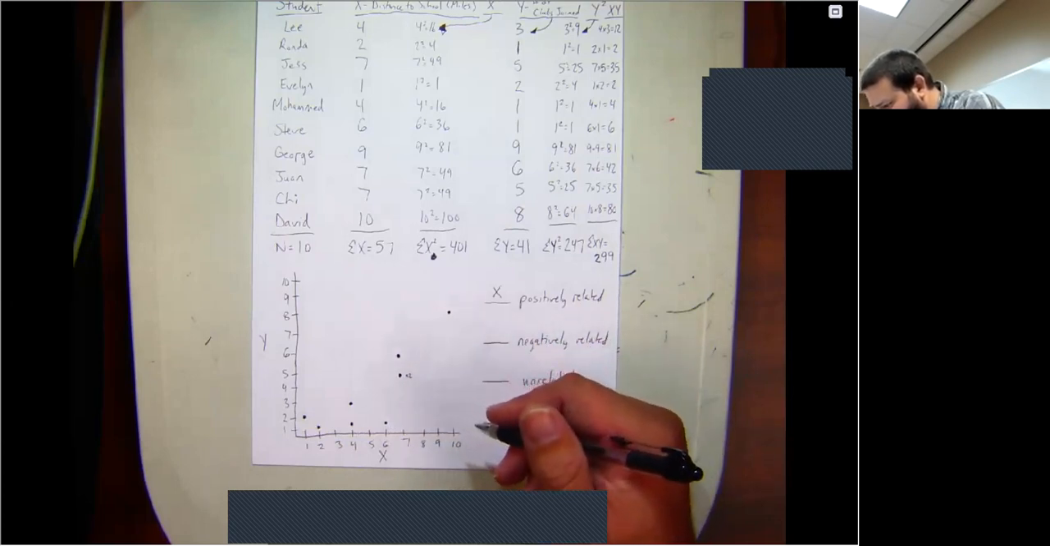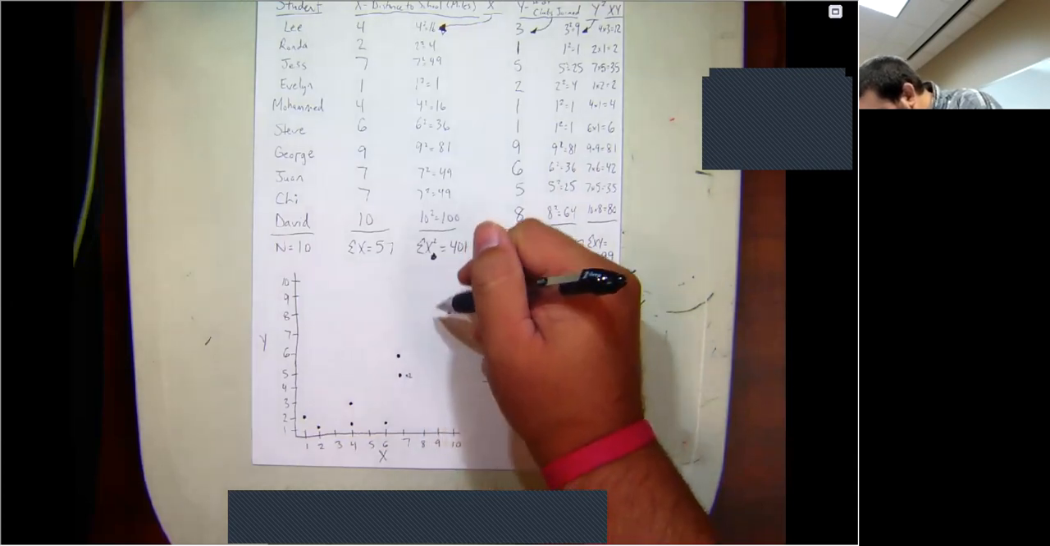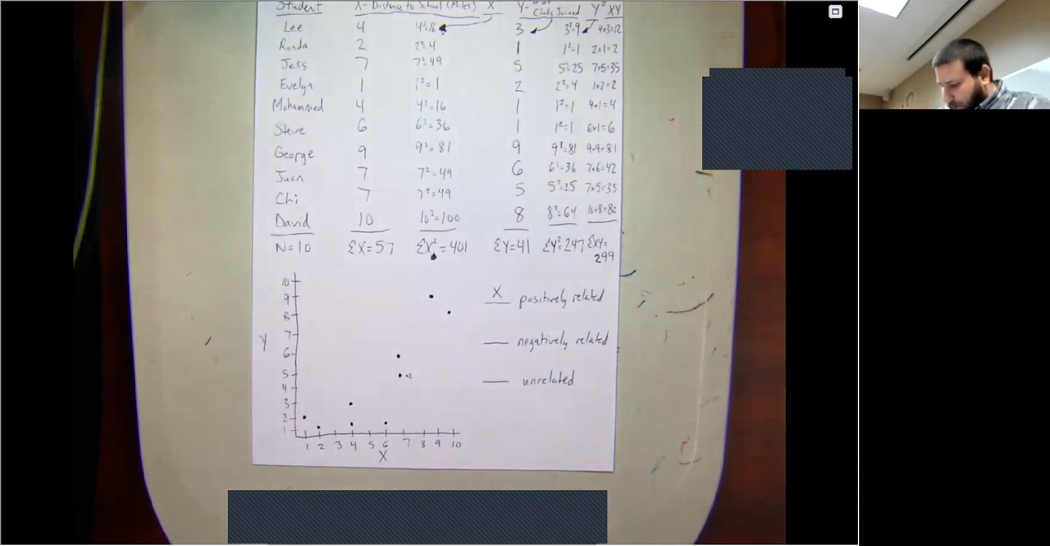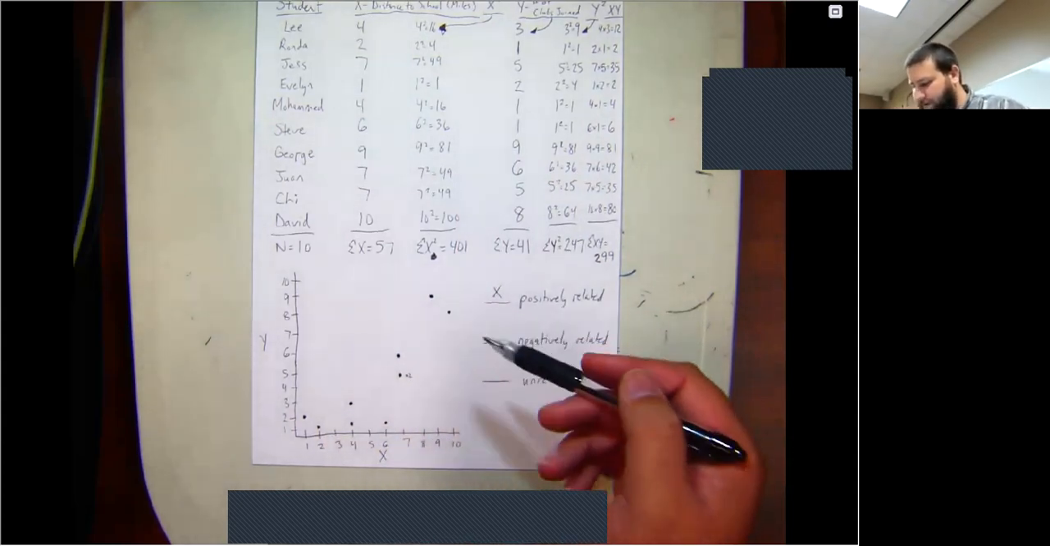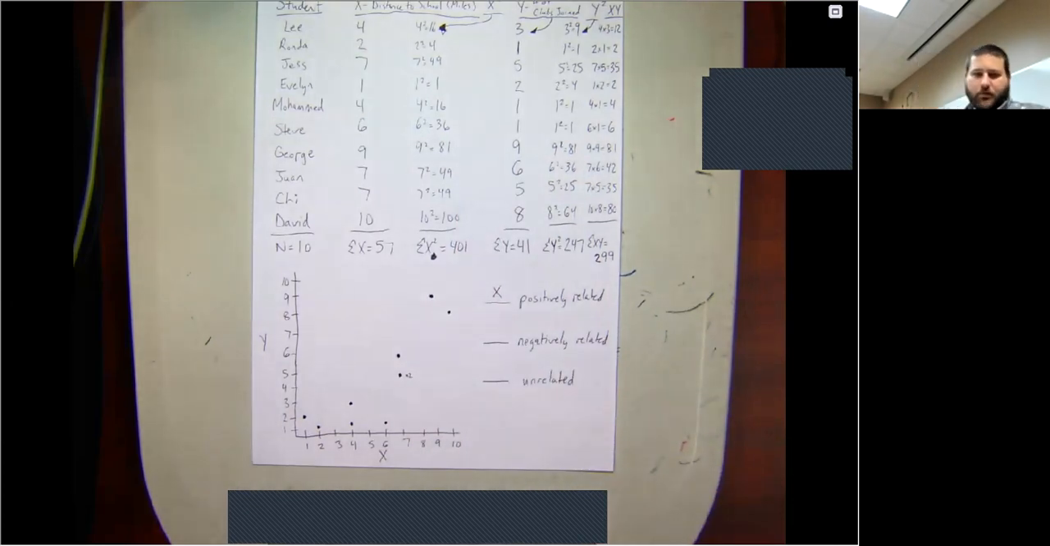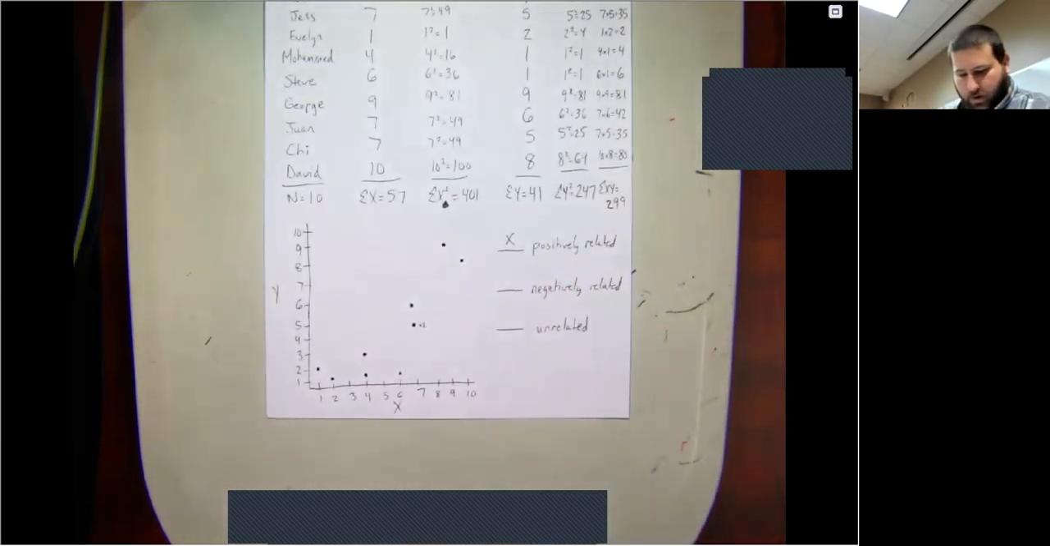So I forgot George. So go out 9 for George and up 9. Somewhere around here for George. Sorry, George. But there's the data. So 1, 2, 3, 4, 5, 6, 7, 8, 9, 10. And still positively related. So that's the preliminary data. Now let's go ahead and start our 8 steps.